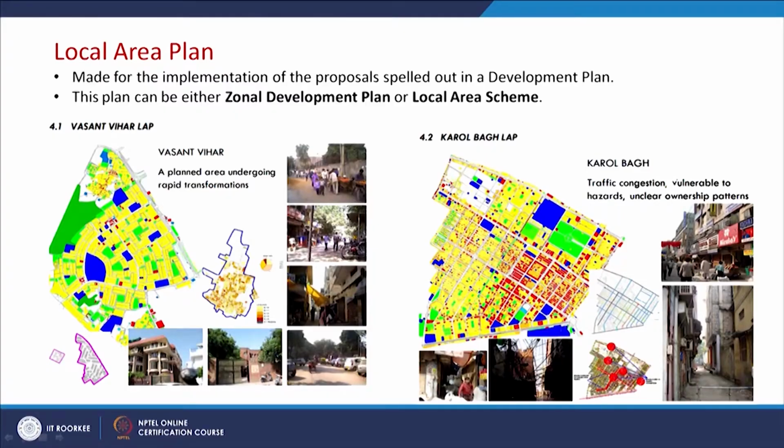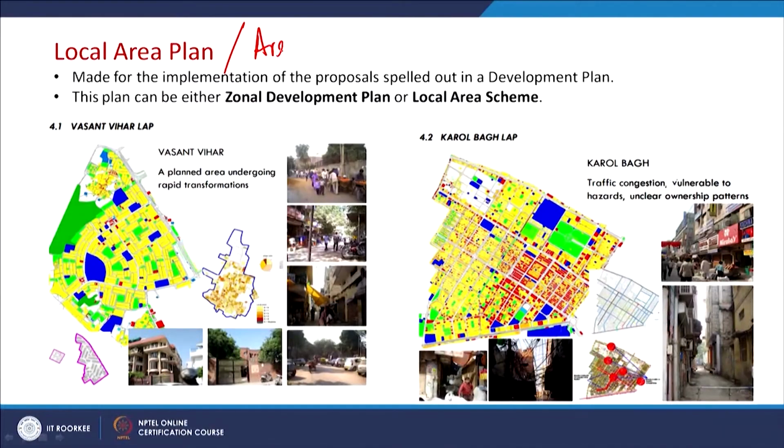So, this is very important in terms of the area level detailed development guidelines. And after the zonal development plan, when you take each and every neighborhood and mohalla and make a detailed plan, it is called a local area plan. In some cases it is called area development schemes. Okay. So, in short it is called LAP.